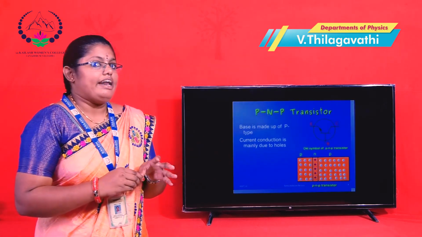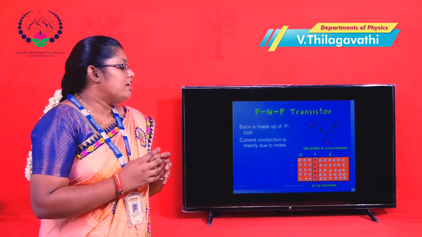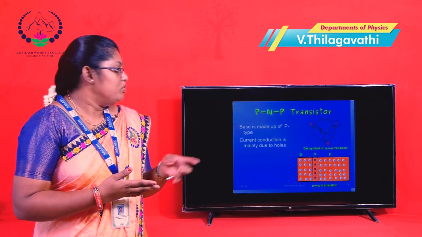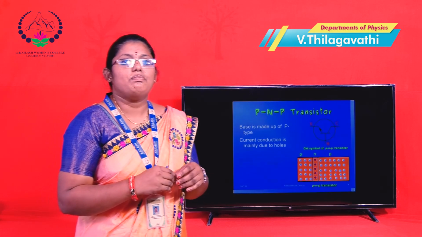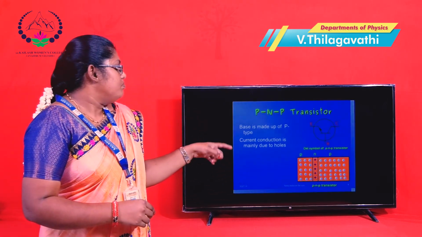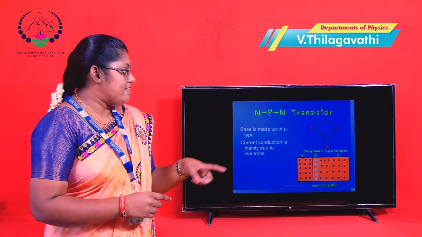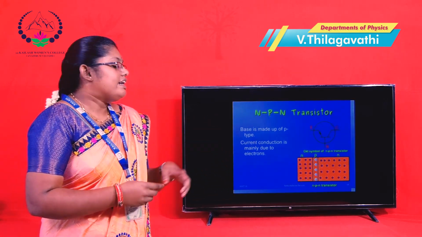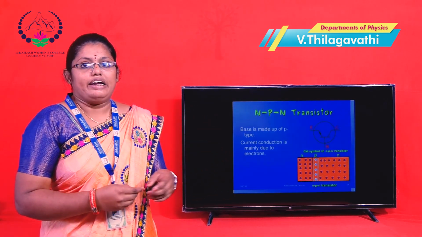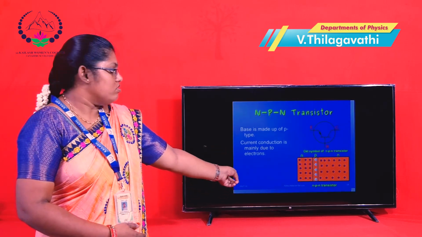Next, PNP transistor. In a PNP transistor, the base is made up of N-type and the current conduction is mainly due to holes. Holes are positive charge carriers. Next, in NPN transistor the base is made up of P-type and the current conduction is mainly due to electrons. Electrons are negative charge carriers.